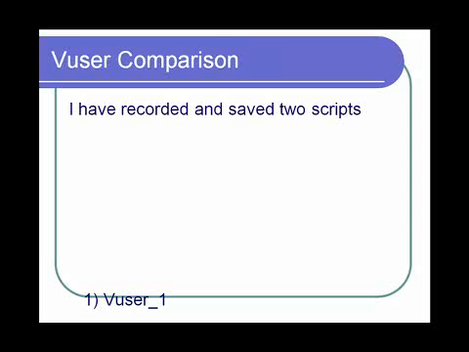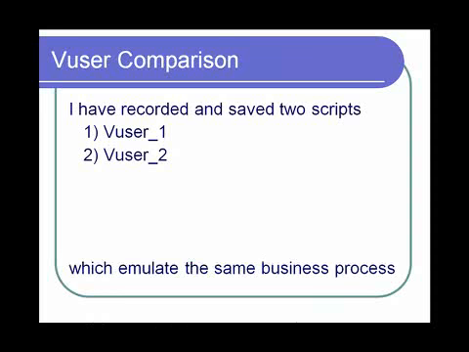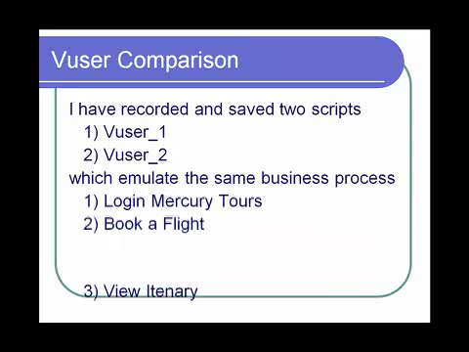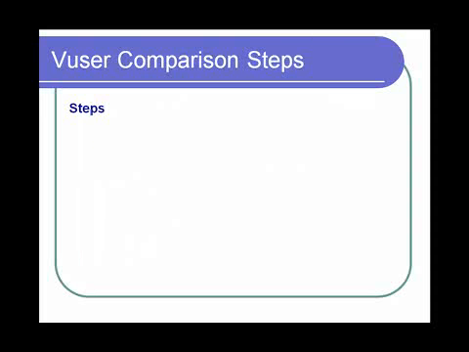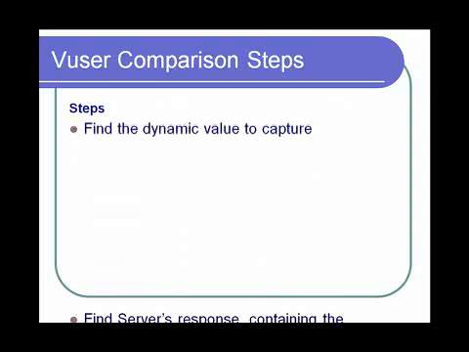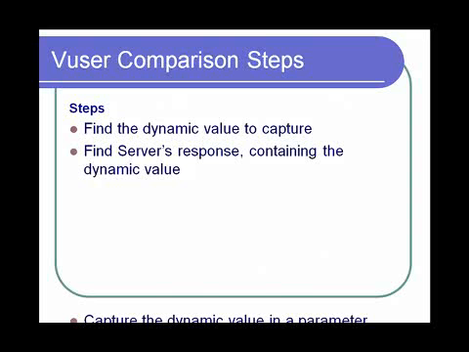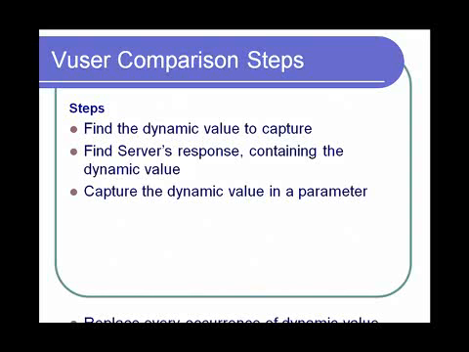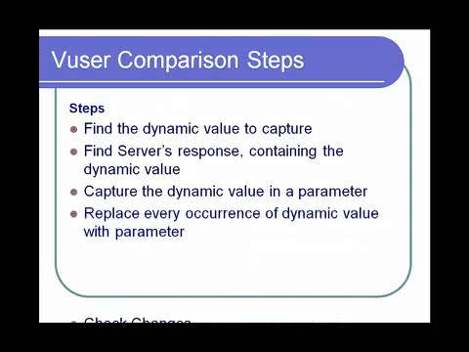I have recorded and saved two scripts, vuser_1 and vuser_2, which emulate the same business process: login in Mercury Tours, booking a flight, view itinerary, and fourth, sign off. The steps involved in Vuser comparison correlation are: find the dynamic value to capture, find the server's response containing the dynamic value, capture the dynamic value in a parameter, replace every occurrence of dynamic value with the parameter, check the changes.